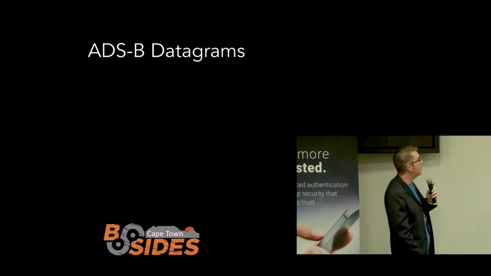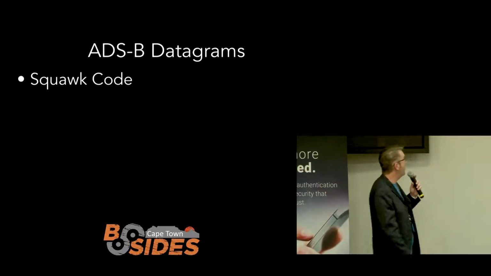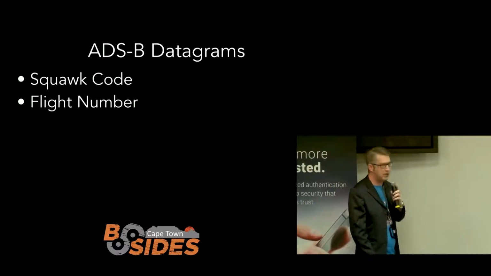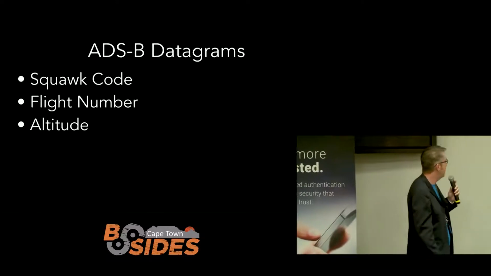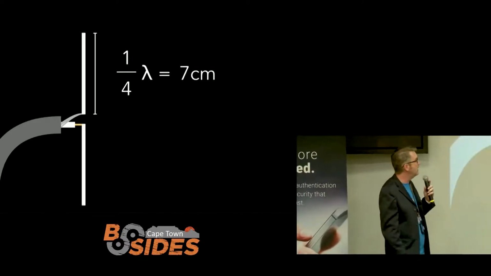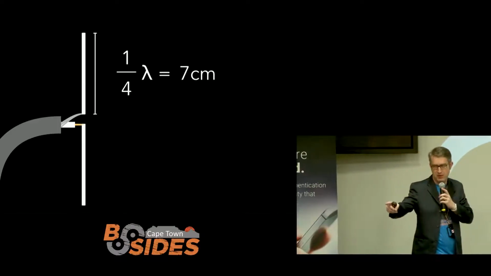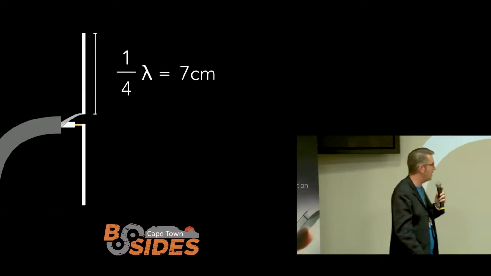surveillance radar. So these ADS-B datagrams, I'm a software guy, remember, have that squawk code in there, the flight number, which in my experience is never populated for some reason. Your altitude, how high you are, your airspeed, longitude, and latitude. So of course, this broadcasts at 1090, and you need a much shorter antenna, only 7 centimeters. Am I wrong about that? You're nodding. Okay, cool.